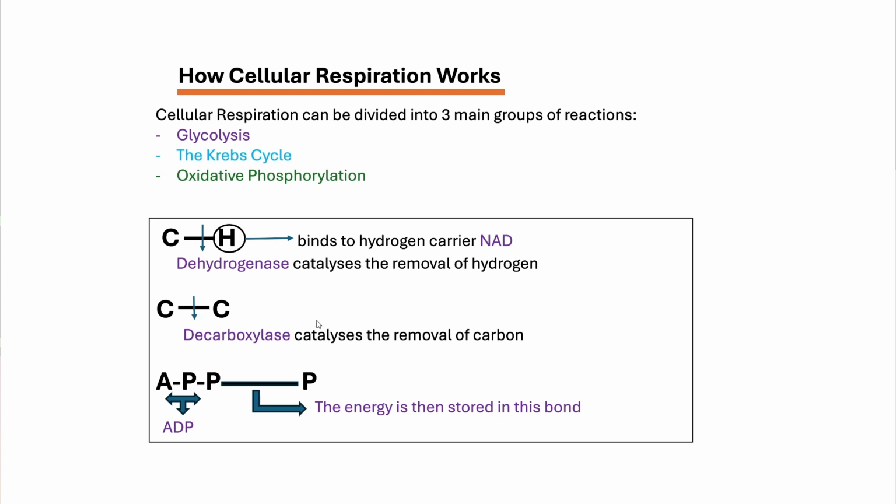The enzyme that catalyzes the removal of carbon is decarboxylase. So decarboxylase, the enzyme, catalyzes the removal of this. It speeds up the reaction of removing the carbon bonded to another element or another carbon.